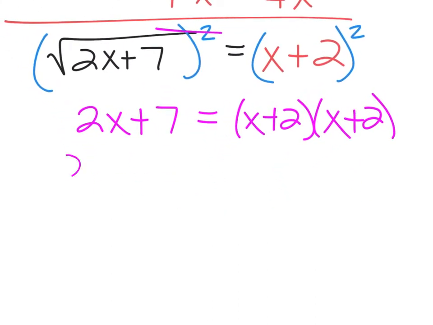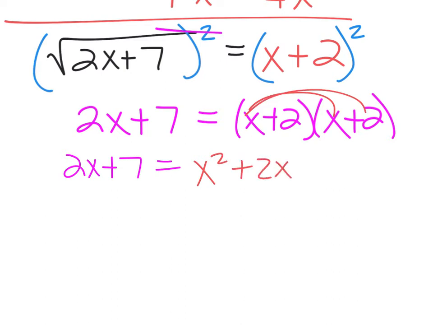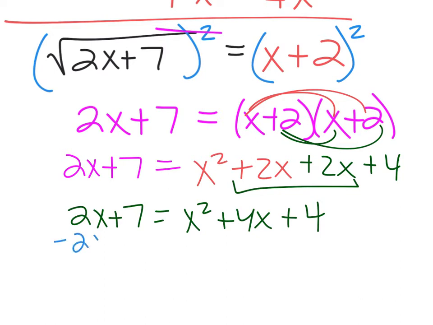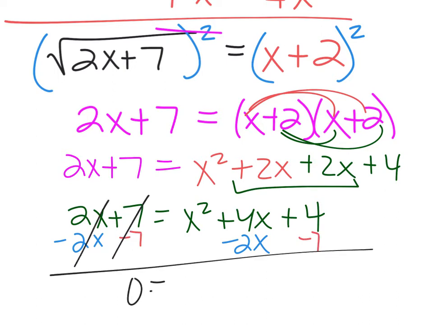I'm going to go ahead and multiply out on the right side. So 2x plus 7 stays the same. Here we'll do x squared plus 2x, and then plus 2x plus 4. Combine some like terms, and then get it set equal to 0. So I'm going to subtract 2x and subtract the 7 under their like terms. So now we've got 0 equals x squared plus 2x minus 3.